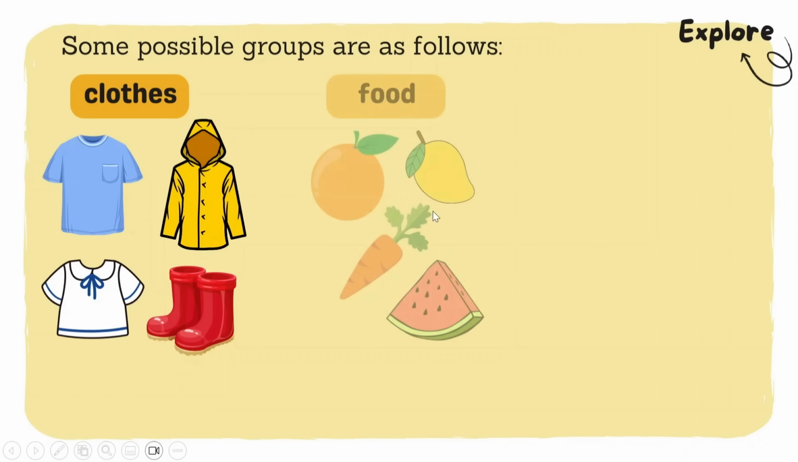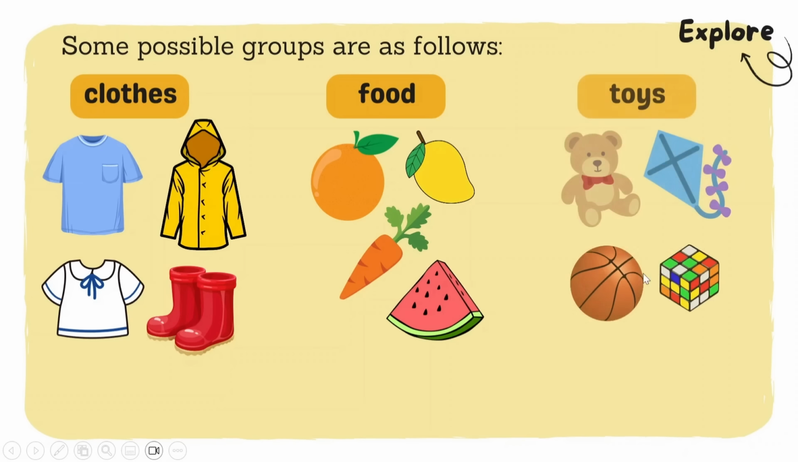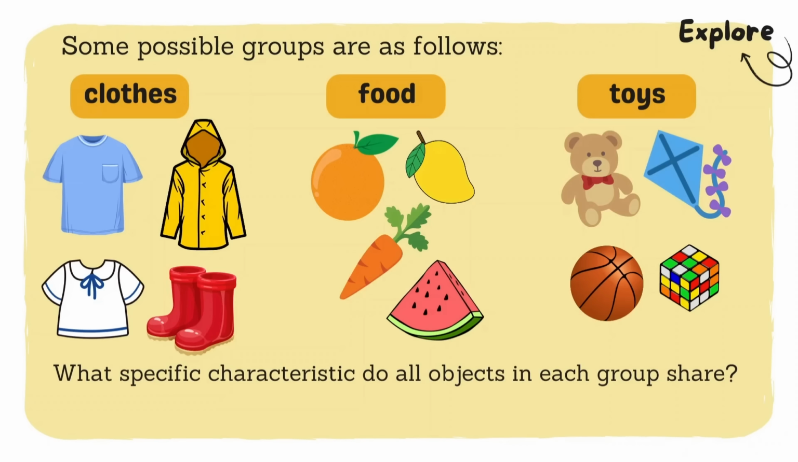Okay, I have here some possible groups. We have here clothes. We can also have the food. And then we can also have toys. Okay, these three groups. Now, what specific characteristics do all objects in each group share?